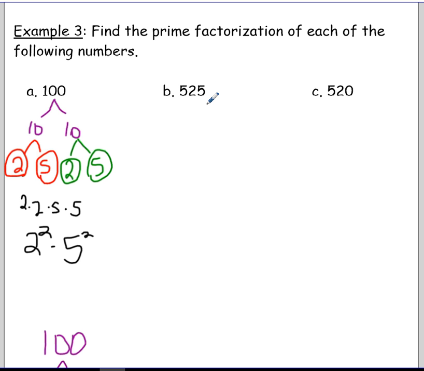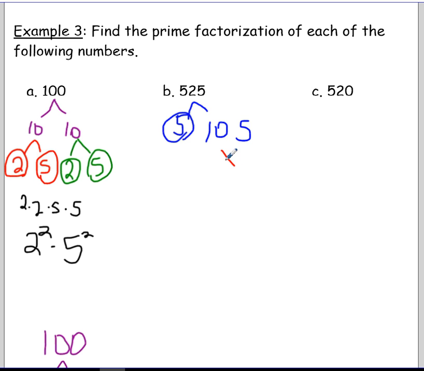525 can be broken down a couple different ways, again, but when I see it, I'm not sure other than 5 what works. It ends in 5, so I'm going to start with 5. So to help me, I put 525 divided by 5 in my calculator, and I got that it goes in 105 times. So 105 times 5 is 525. So now I need to take my 105 and continue breaking it down.